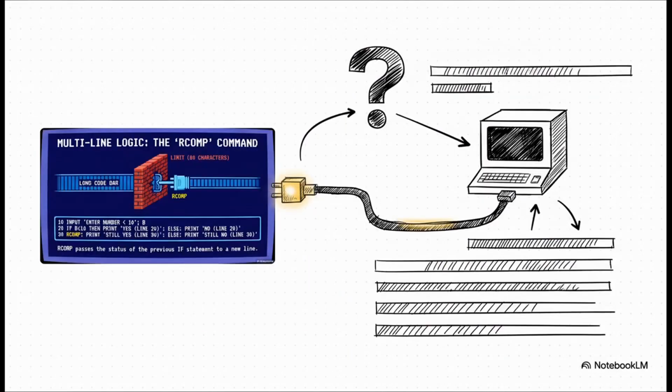So what happens when your brilliant logic statement is too long for the C64's 80-character line limit? Well, you hit a brick wall. And that's where RCOMP comes in. Think of it as a special kind of extension cord. It tells the very next line of code, hey, we're still talking about that last IF statement. It passes the true or false status down, letting you build these complex, multi-line logic blocks without breaking the rules.